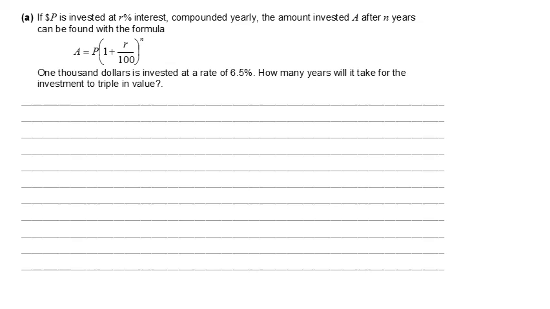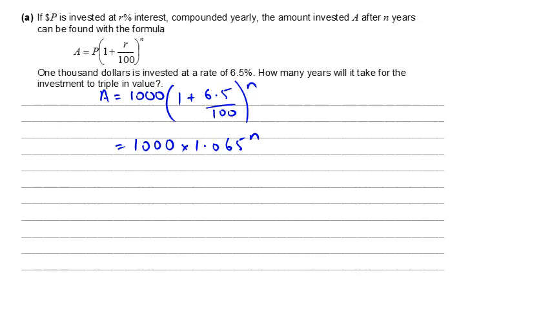P dollars is invested at R% interest. You can get that there. So $1,000 invested at 6.5%. So you've got, I think most of you had something like 1,000 lots of 1 plus 6.5 over 100. I think most of you got that. And some of you got to 1,000 times 1.065 to the power of n. Right. And then, incorrectly, some of you went to 1,065 to the power of n.